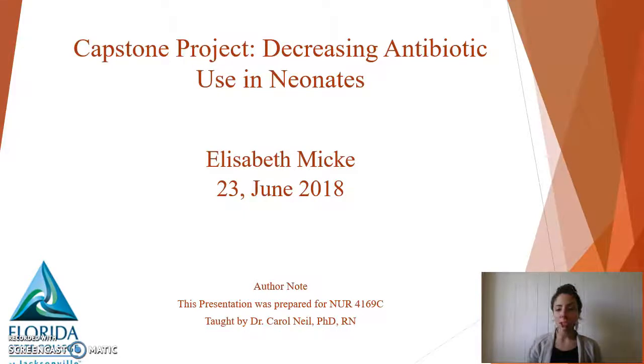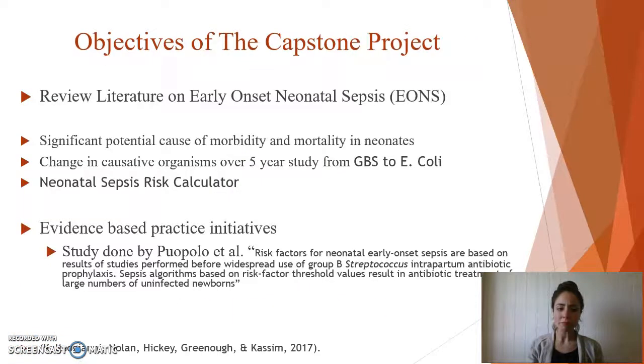The topic is decreasing antibiotic use in neonates, primarily with the use of a neonatal sepsis risk calculator. So the objectives of this capstone project were to review the literature on early onset neonatal sepsis, also known as EONS, as well as find the best practices based on evidence for nursing care for this population.